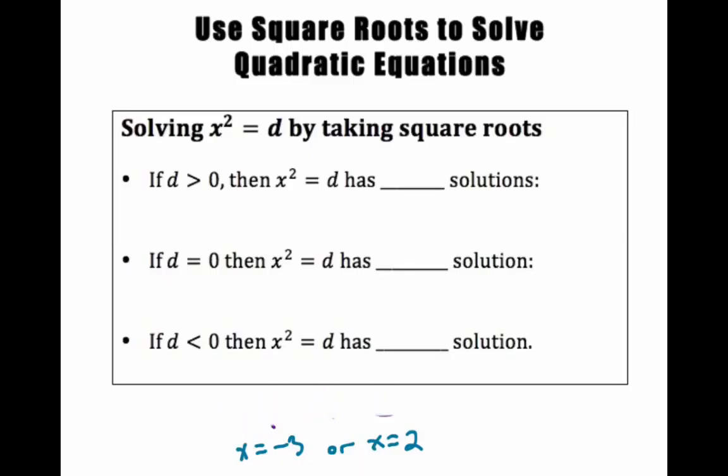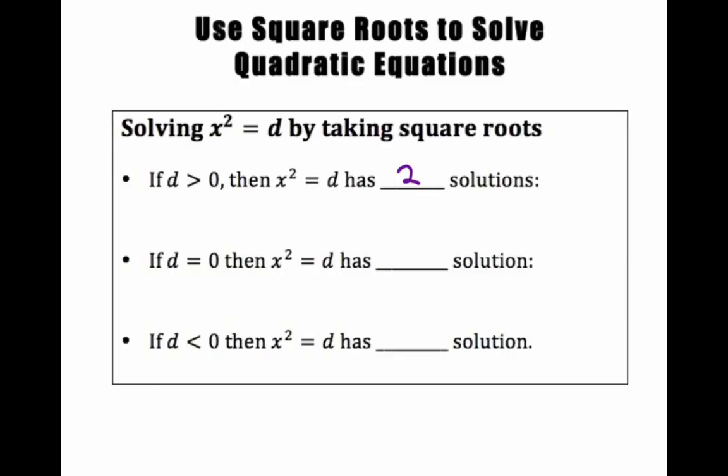Well, now we're going to learn another way. If you think about our warm-up again, there were some general knowledge of the number of solutions that you would have. By the way, you've also heard this referred to as taking square roots. So if we're solving the problem x squared equals d by taking square roots, if d is greater than 0, so let's say d is 25 or 140 or 5,000,000.5, then x squared equals d has two solutions.